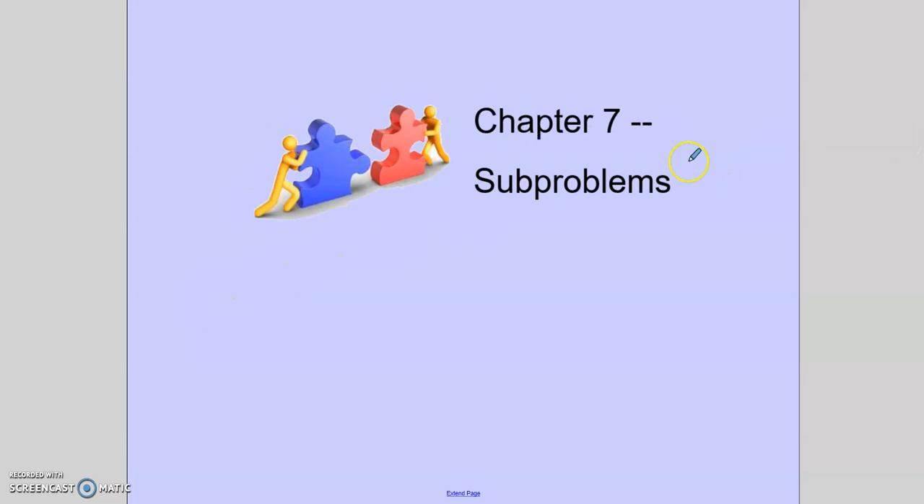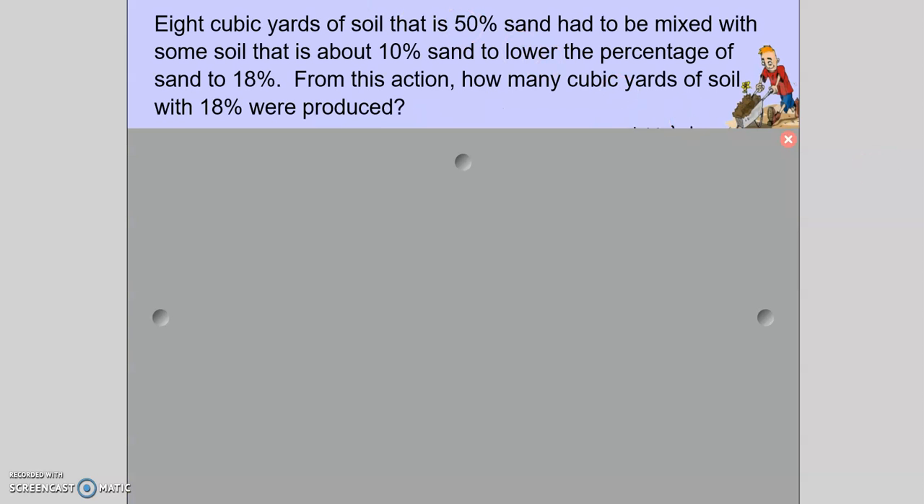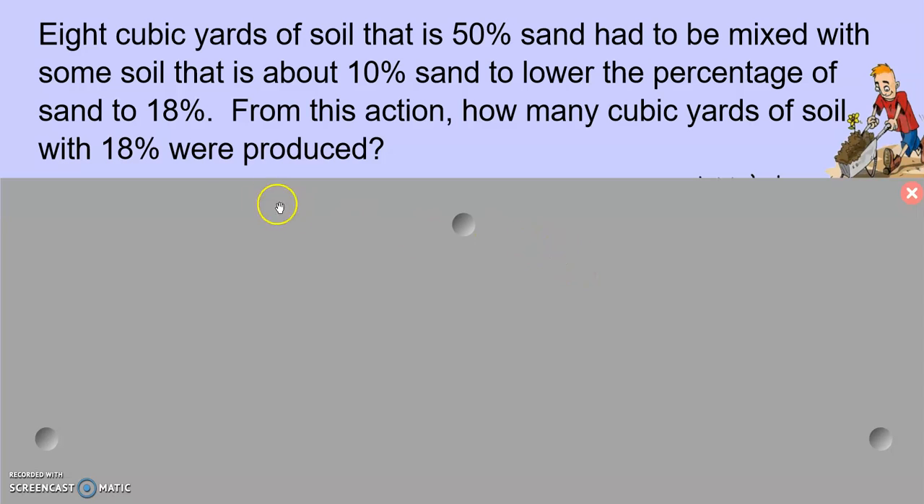Today we're going to continue by looking at another example from Chapter 7, working on the strategy subproblems. So we have another mixture problem today. Here we go. 8 cubic yards of soil that is 50% sand had to be mixed with some soil that is about 10% sand to lower the percentage of sand to 18%. From this action, how many cubic yards of soil with 18% were produced?